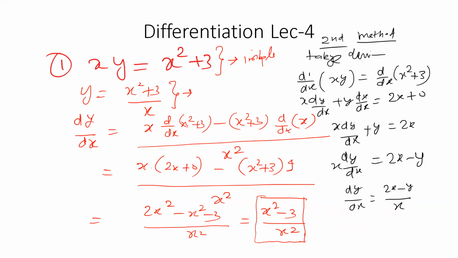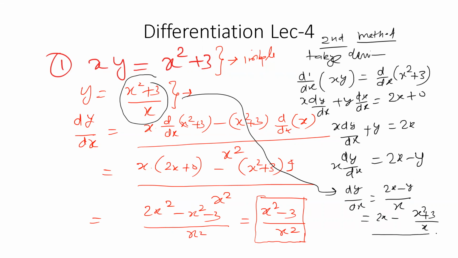So what do we need to do? Just put the value of y in terms of x. Okay, so let us see. 2x minus the y value, x square plus 3 by x, whole divided by x. Okay.